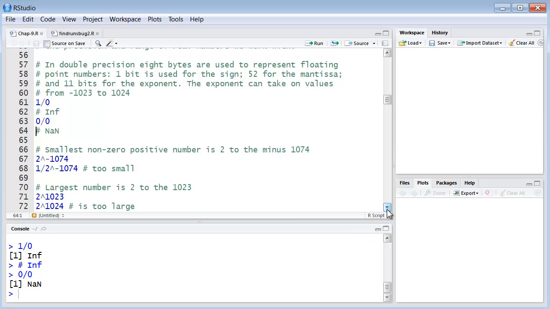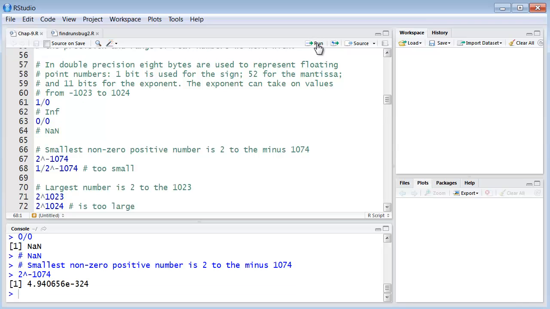Now, here are some other restrictions. The smallest non-zero positive number is 2 to the minus 1,074th power. So let's see what that comes out to if we try and calculate that in R. So here we do it. And we can tell, very small number. The decimal place has moved over 324 places from here.